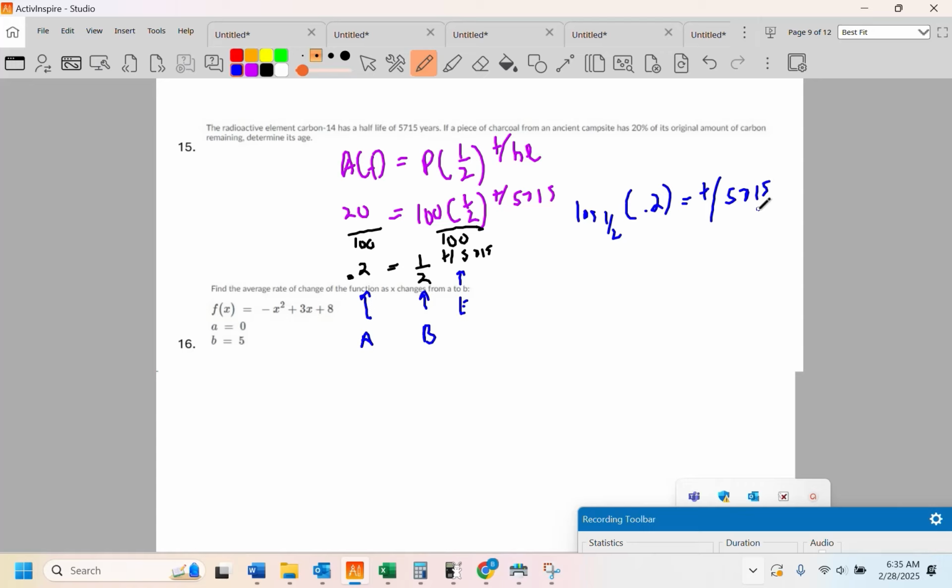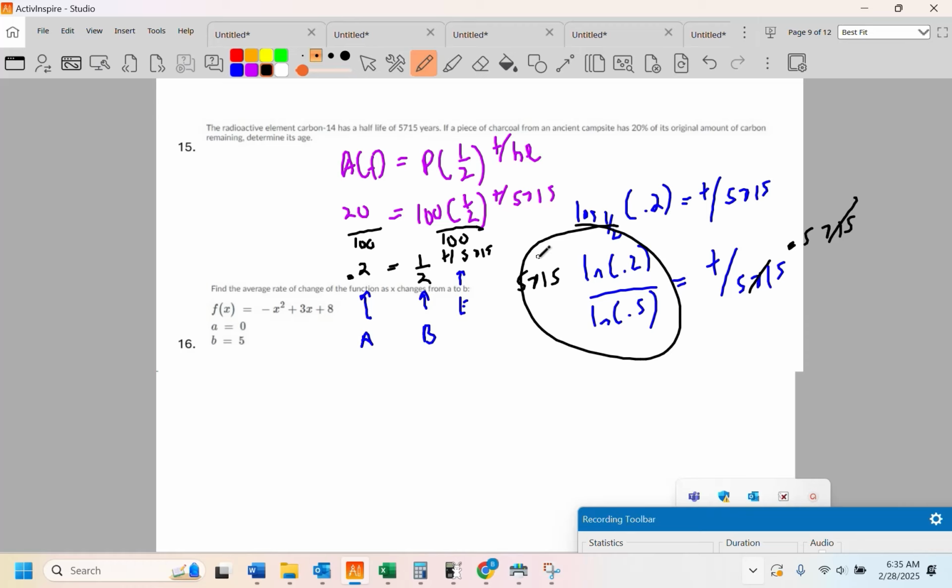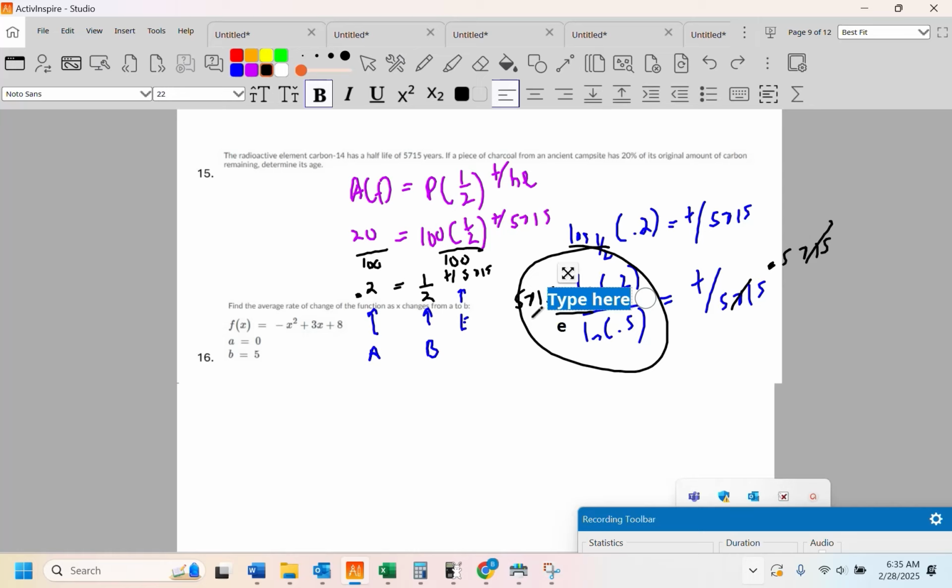Now, I'm going to do something here because I know how they do things. I'm going to make this guy a natural log using what we call change of base. This becomes the natural log of 2/10 over the natural log of 5/10. And that's still equal to T over 5,715. To isolate that T variable, I multiply both sides by 5,715 because I'll have a cancellation. And if I do it to the left, I do it to the right. And there's my answer: 5,715 natural logs of 2/10, over the natural log of 5/10.